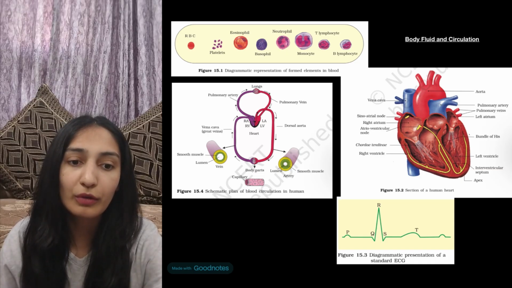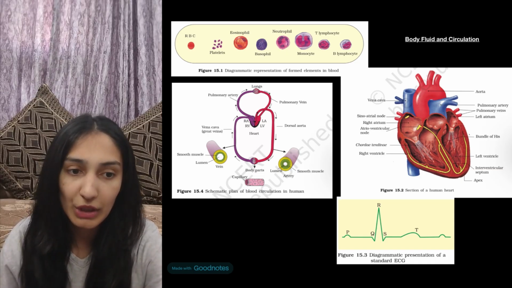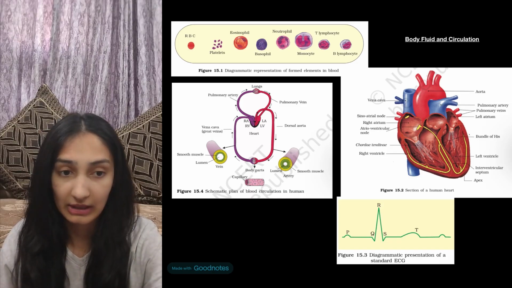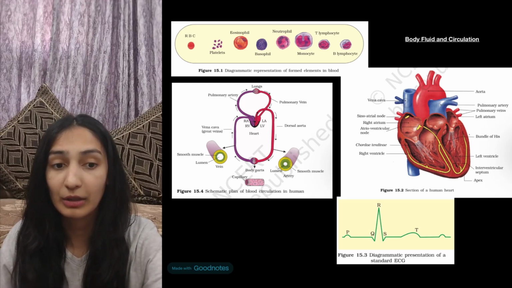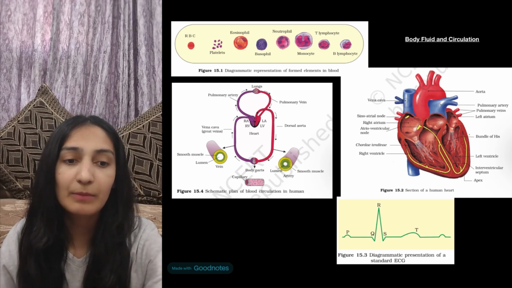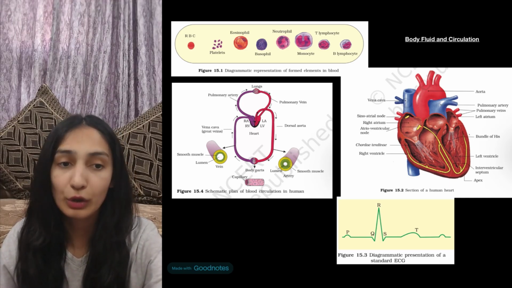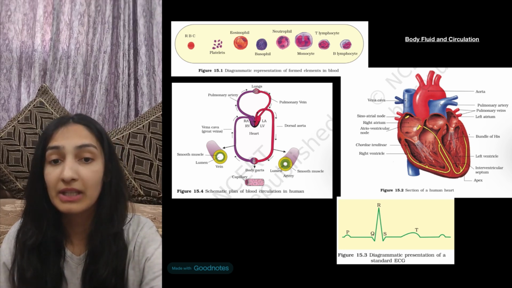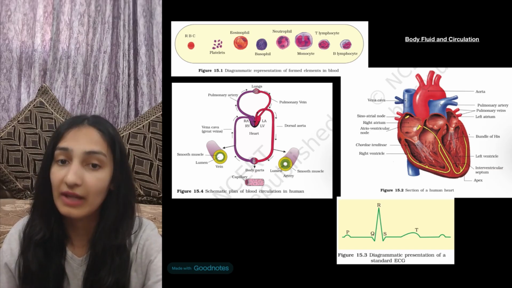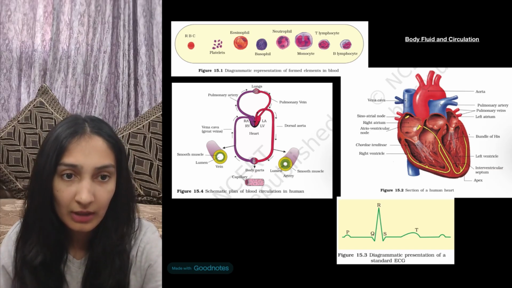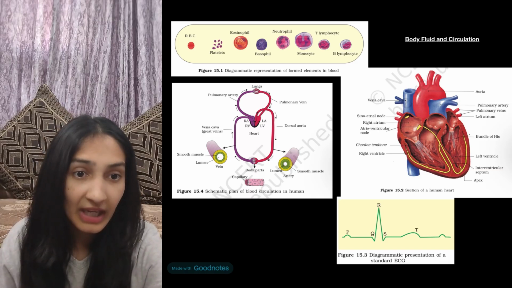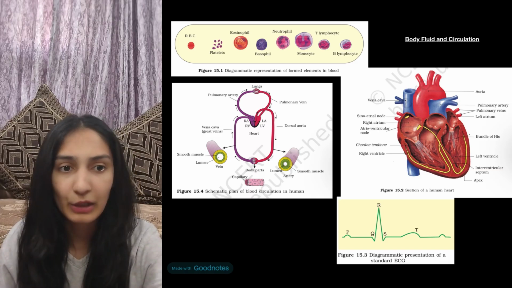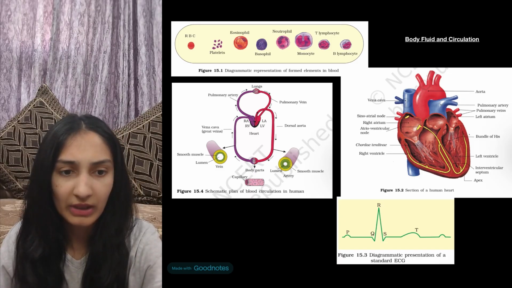Now figure 15.4 depicts the schematic plan of blood circulation in humans, that is, how blood gets circulated and how oxygenated and deoxygenated blood are removed from your body parts. Next comes figure 15.2, where we have a section of a human heart. Now you need to learn these labelings very nicely, as to which part is the aorta, which are the pulmonary artery and veins, and you should also know the labeling of the bundle of His, interventricular septum, apex, chordae tendineae and sinoatrial node. These are some important ones.